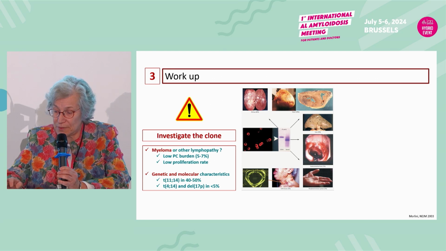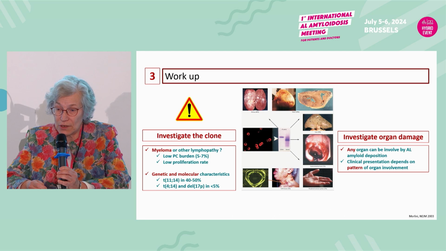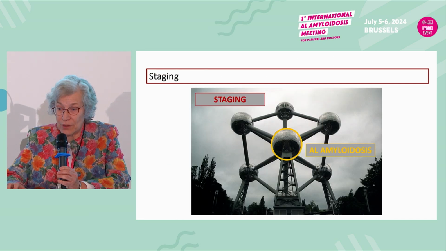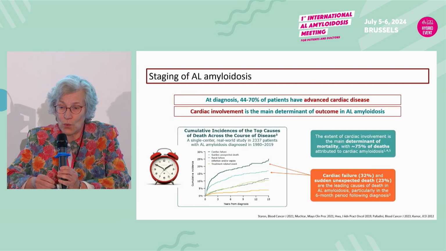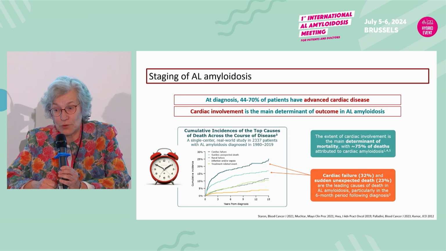The next point will be to investigate organ damage, and it's the only way to know where the deposits are in the patient. When you have the diagnosis of AL amyloidosis, the next step is staging. Why is it important? Because, as was already said in the morning, at diagnosis up to 70% of patients have advanced cardiac disease. And unfortunately, cardiac involvement is the main determinant of outcome in AL amyloidosis.